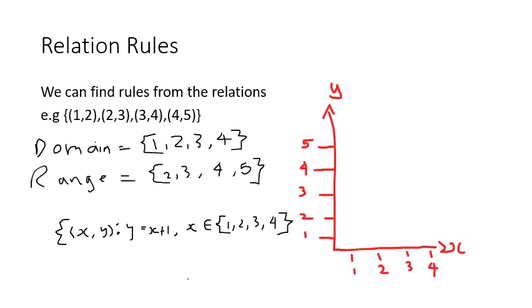And we can now go and graph this. So let's get our axes up, and we see when x is equal to 1, y is equal to 2. When x is equal to 2, y is equal to 3. When x is equal to 3, y is equal to 4. When x is equal to 4, y is equal to 5.